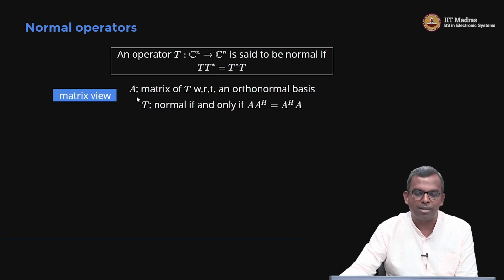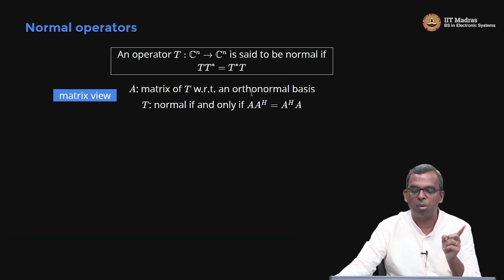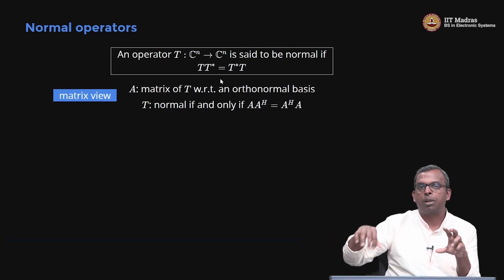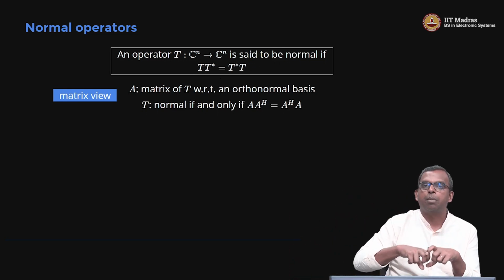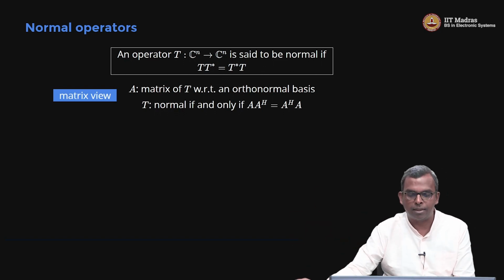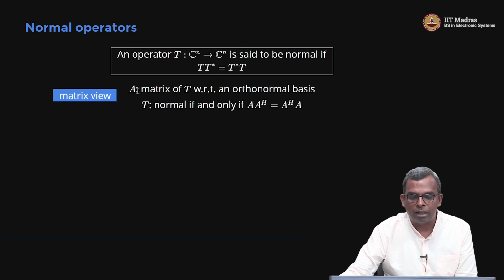In terms of matrices, if A is a matrix of T with respect to an orthonormal basis. This orthonormal basis is important because only then we know that if T is represented by A with respect to an orthonormal basis, T star is represented by A Hermitian with respect to the same basis. We know that. So that is important to know. In terms of the matrices, T is normal if and only if A times A Hermitian equals A Hermitian times A. So that is the condition.